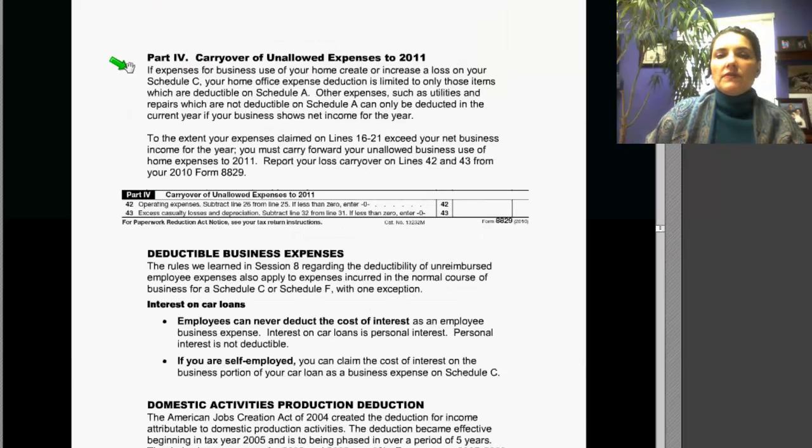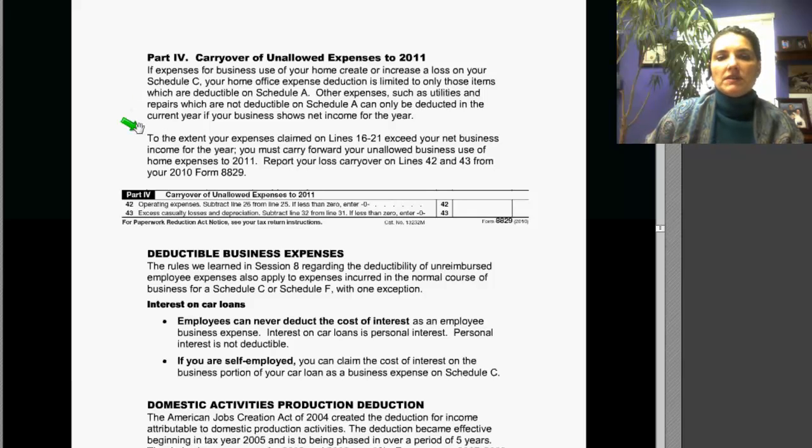Part 4, carryover of unallowed expenses to 2011. If expenses for business use of your home create or increase a loss on your Schedule C, your home office expense deduction is limited to only those items which are deductible on Schedule A. Other expenses, such as utilities and repairs, which are not deductible on Schedule A, can only be deducted in the current year if your business shows net income for the year.